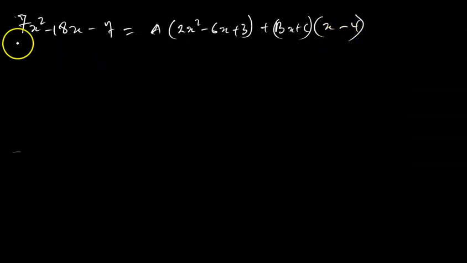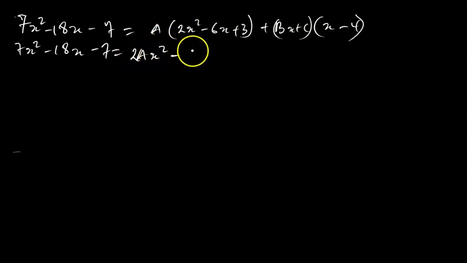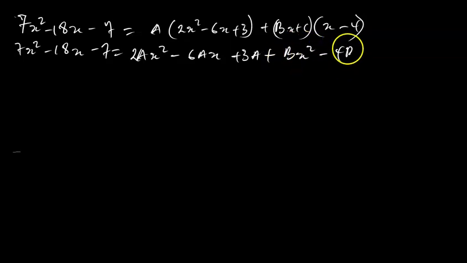Now let's expand, so that 7x squared minus 18x minus 7 is the same thing as a into 2x squared, that's 2ax squared minus 6ax plus 3a, plus, expanding this expression, bx squared minus 4bx plus cx minus 4c. Now we can collect coefficients. We can now collect like terms.